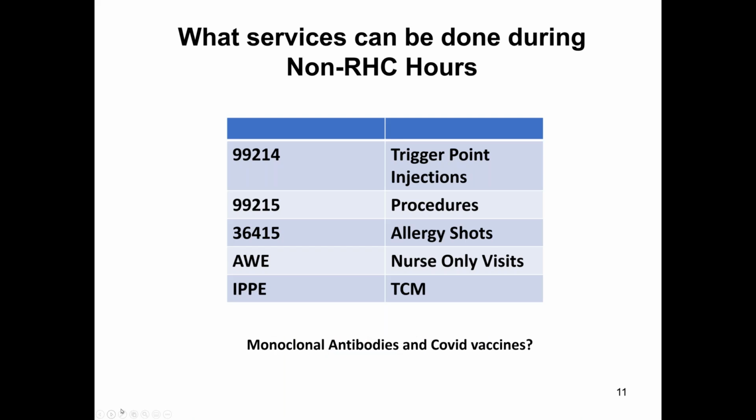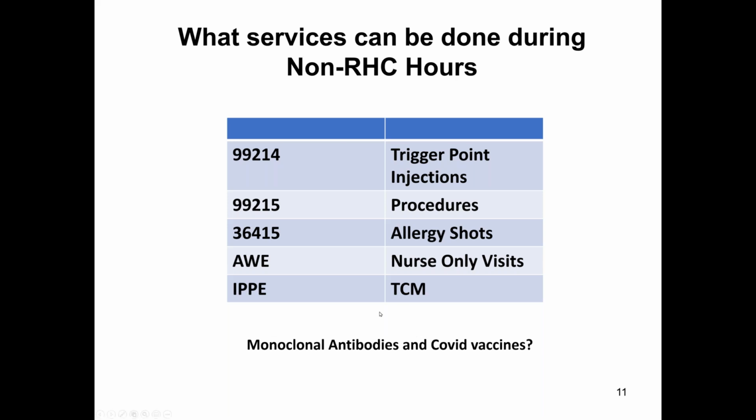Some of the things that people do during non-rural health clinic time are long procedures, lab draws, annual wellness exams, IPPEs, trigger point injections, procedures, allergy shots, nurse-only visits, and transitional care management. Those are the types of things that people do. This will become less and less of a thing going forward as the independent RHC cap rate gets higher and higher. We're going to see less and less non-RHC hours.